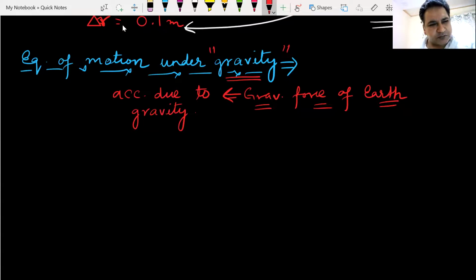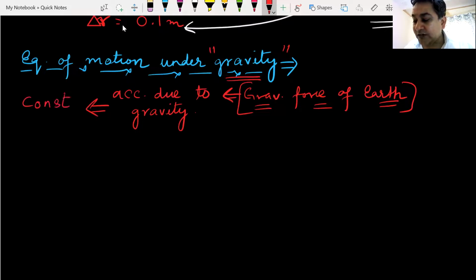Its value changes from place to place, even at the same place at different heights, it is having different values. But we will not get into that right now. This entire thing of gravitation will be discussed in a chapter known as gravitation that will come at the very end of your course of 11th. We'll discuss it then. Right now, at this point in time, this acceleration due to gravity for us is always going to be constant.